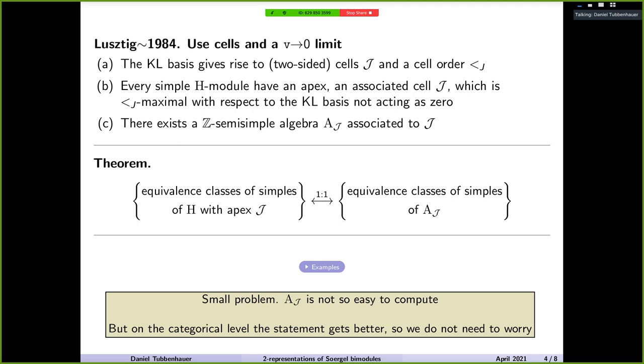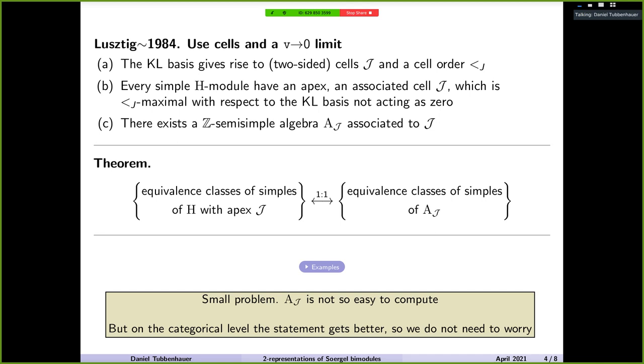There's a small catch. In type H4, this AJ is not so easy to compute. It's kind of a parametrization, in the sense that you still need to do some work, even if you're already on the right-hand side. It's not like you get an answer, "my simples are indexed by 1, 2, 3, 4." It's more like you get an answer, "my simples are indexed by x," and x is a little bit easier than the problem you started with. It's a parameterization in that sense.